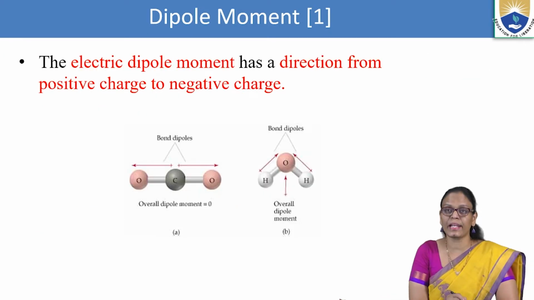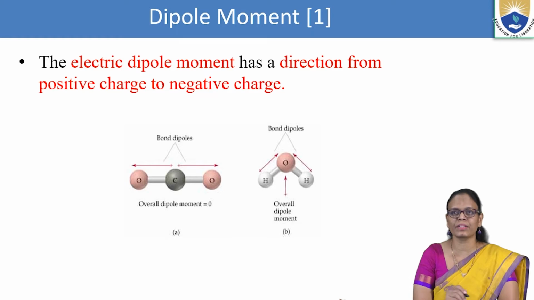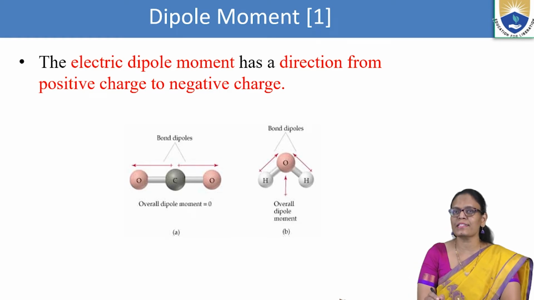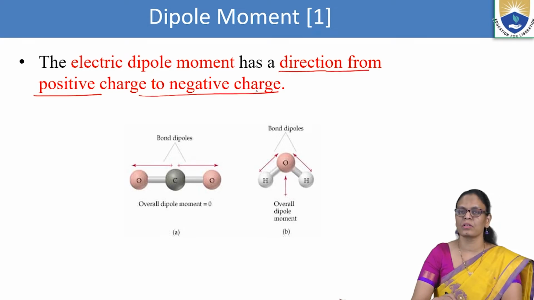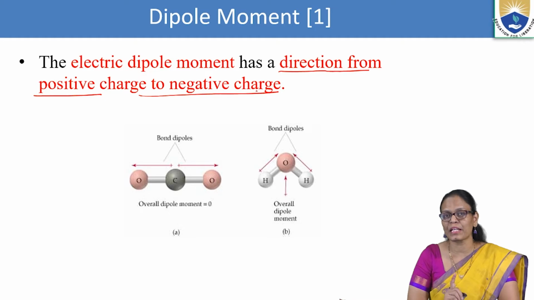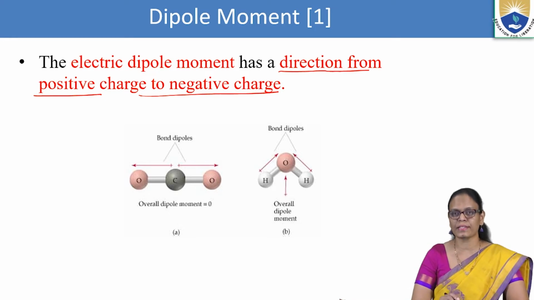Now coming to the direction of the electric dipole moment, it always has a direction from positive charge to negative charge. The direction of the dipole moment is from positive to negative. Now let us see two examples.